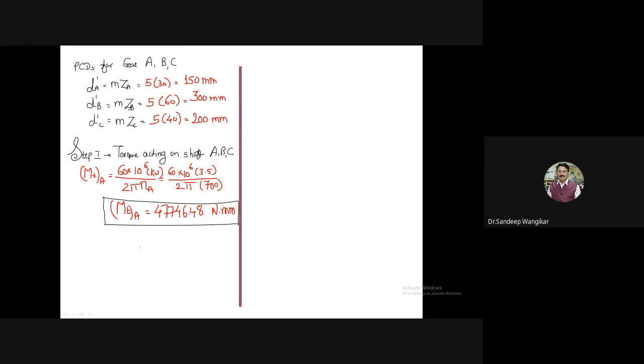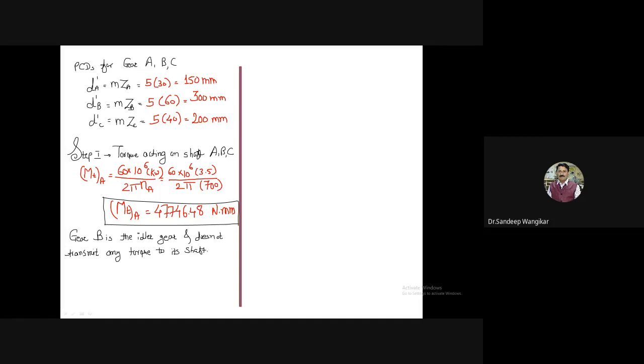Now gear B is the idler gear. So I will write down here: gear B is the idler gear and does not transmit any torque to its shaft. Whatever torque it is taking from A, it is giving to C.